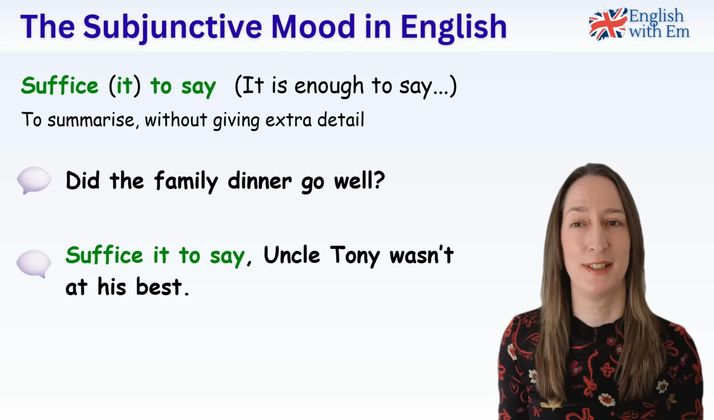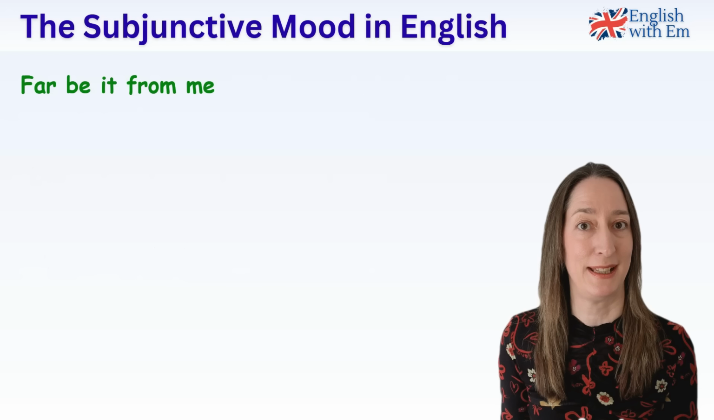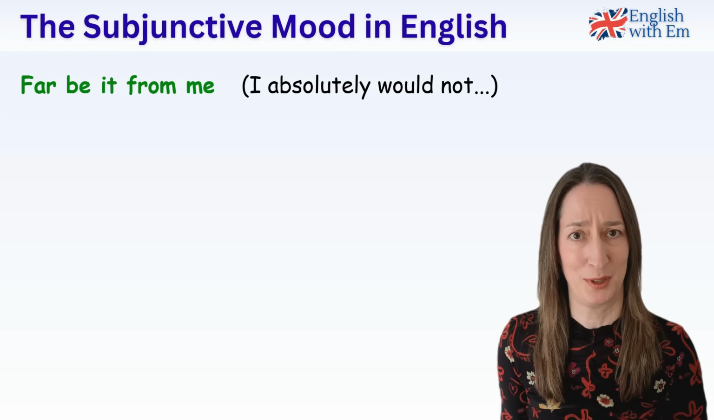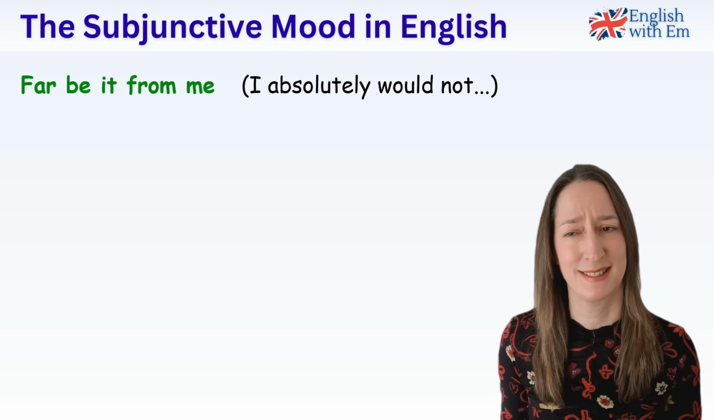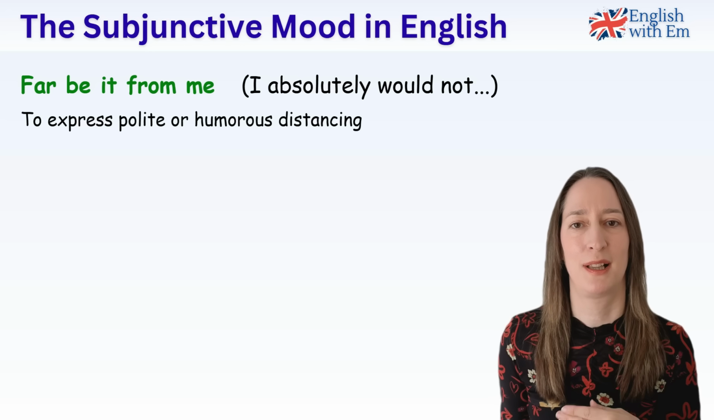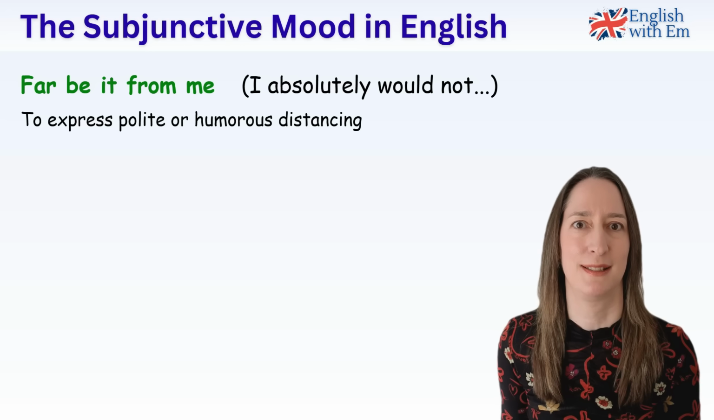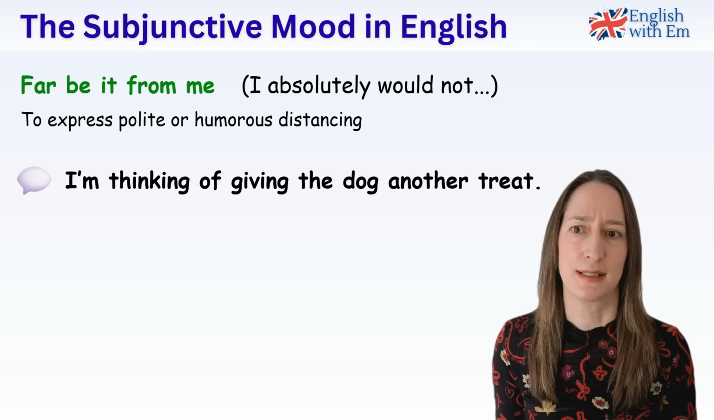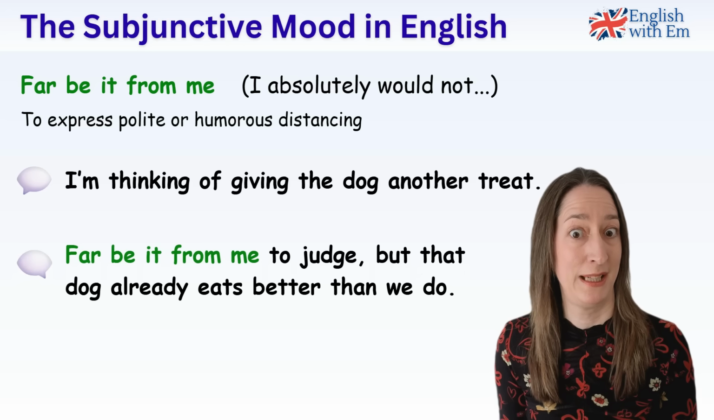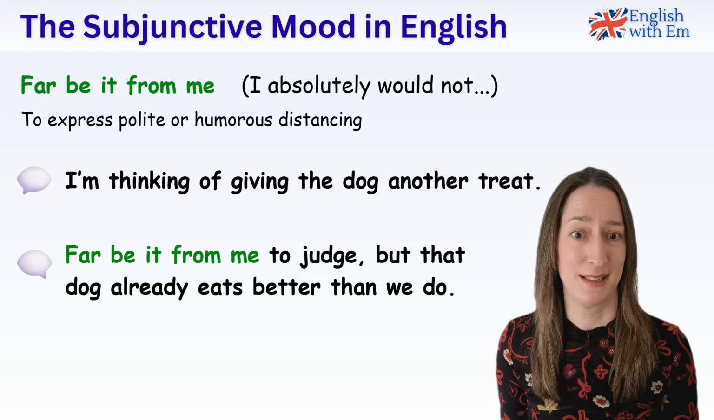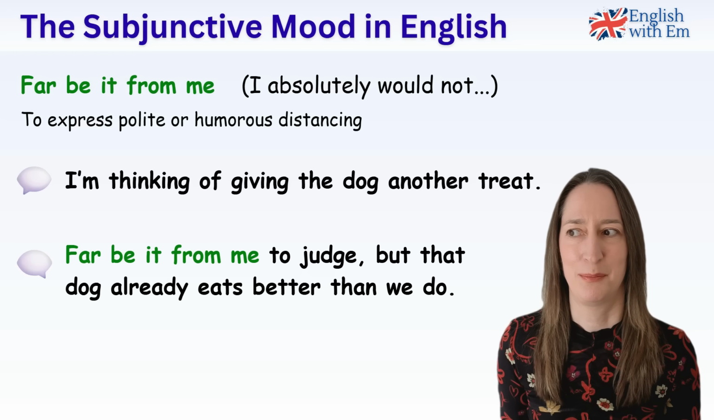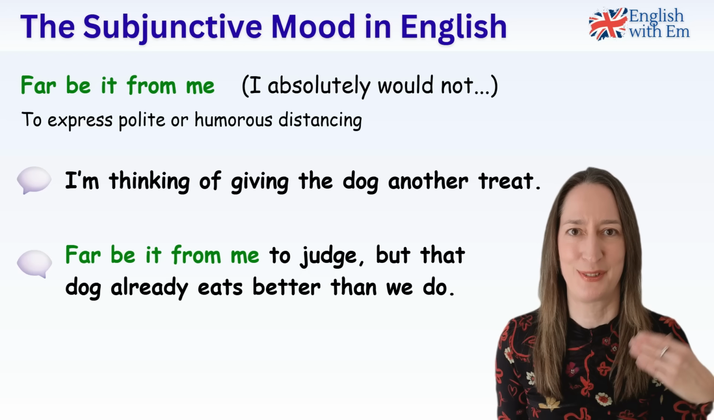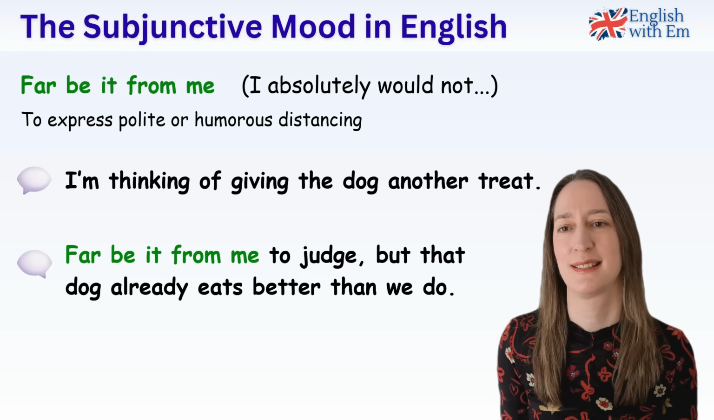Our final expression is far be it from me. And this is like saying, I absolutely would not. I would never. It's used to express polite or humorous distancing. I'm thinking of giving the dog another treat. Far be it from me to judge, but that dog already eats better than we do. It basically means, well, I am judging you, actually, but sort of in a joking, funny way.